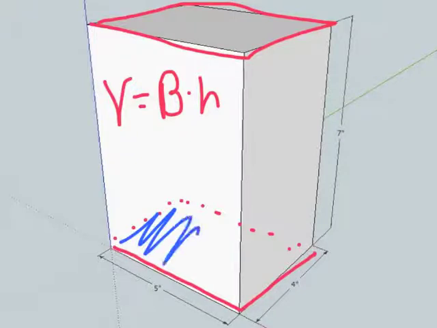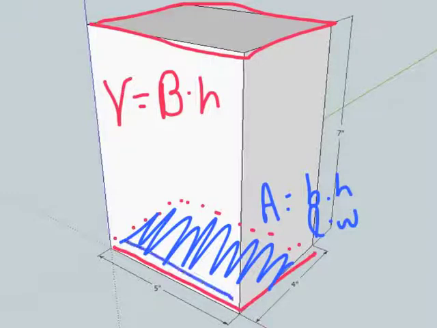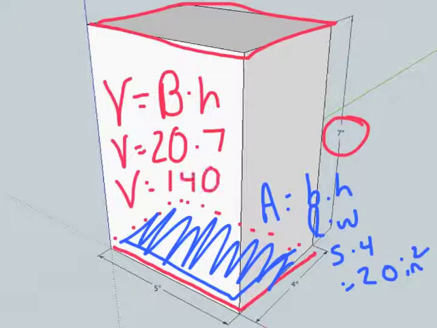Now the area of that base is area equals base times height, or length times width, either one. And the rectangle is 5 inches by 4 inches. We got 5 times 4 equals 20 inches squared. So the volume is equal to the area of the base, which is 20, times the height, which is 7. So the volume is equal to 140 inches cubed.